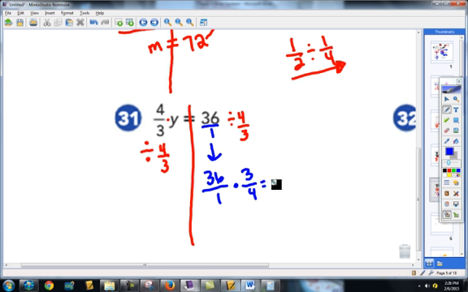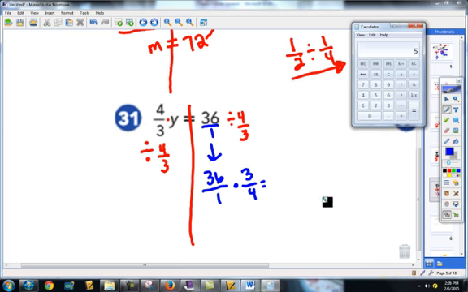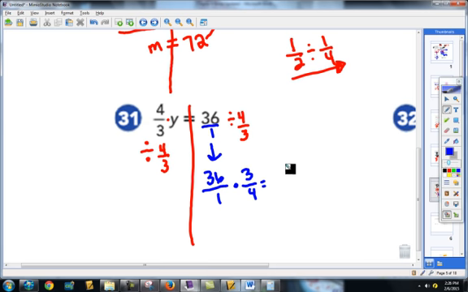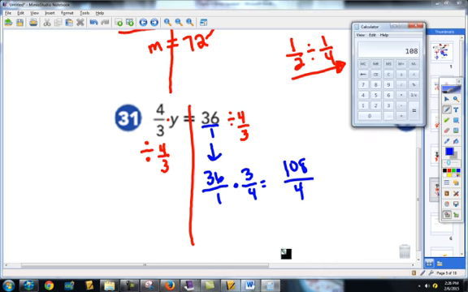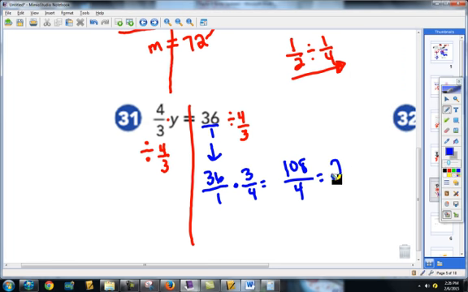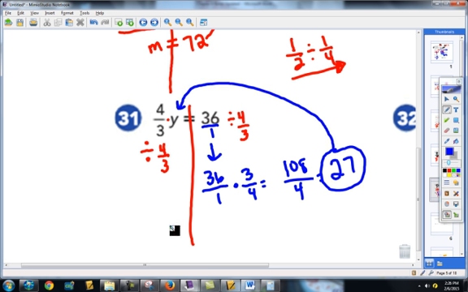36 times 3 I think is 108, but I'm going to check. 108 over 4, and then 108 divided by 4 is going to give me 27. And then you should take that and plug it in. Make sure, I guess I should write y equals 27.